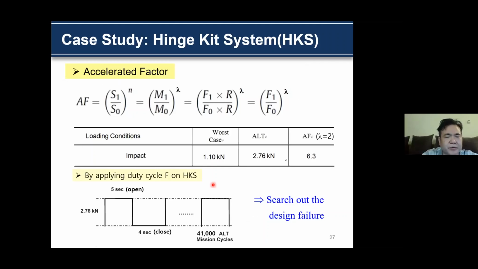I will tell you how to calculate the accelerator factor. For the worst case, the impact is 1.1. For accelerator testing, it is 2.7, and the calculated accelerator factor is 6.3. By applying this cycle to the hinge kit system, we can search out the design failure.